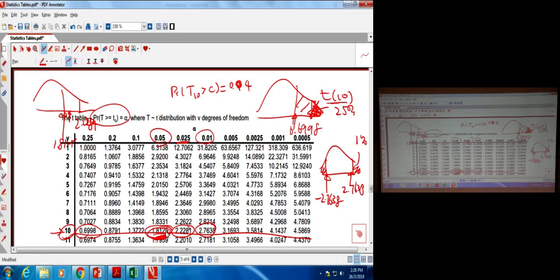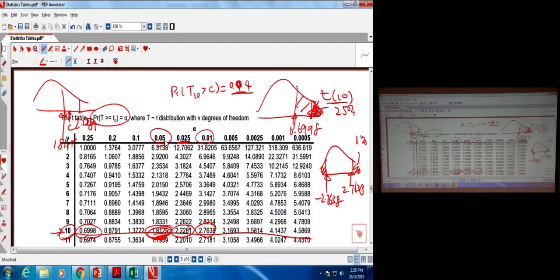If you want to get an approximate value for C, at least you can take the average of these two numbers. I may not be able to exactly identify the value C such that it's exactly 4%. I just take the value in between these two, so that the probability of greater than that number is somewhere between 0.05 and 0.025.